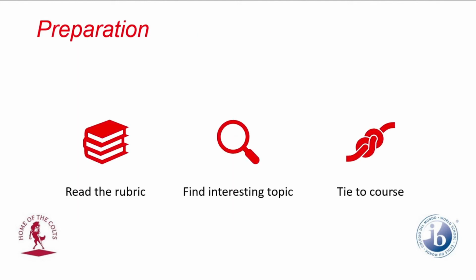Preparation. In general, the best way to prepare for your internal assessment is to first read the rubric for that class. This allows you to know exactly what's being required. Then pick any topic, academic or not, that interests you. If it's not entirely academic, tie the topic into your class. Then do whatever research or specific preparation you need for your specific IA and IB class.